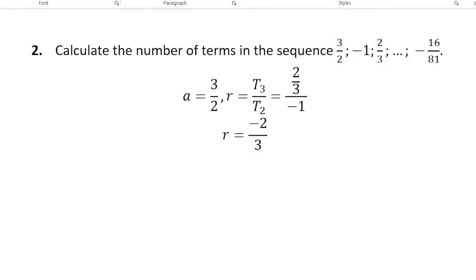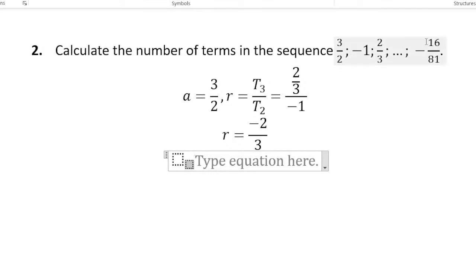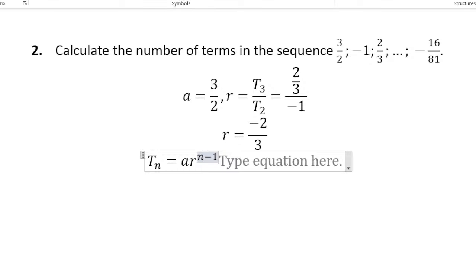So now let's write the general form. The general form is Tn is equal to a r to the power n minus 1. So that's the general form.